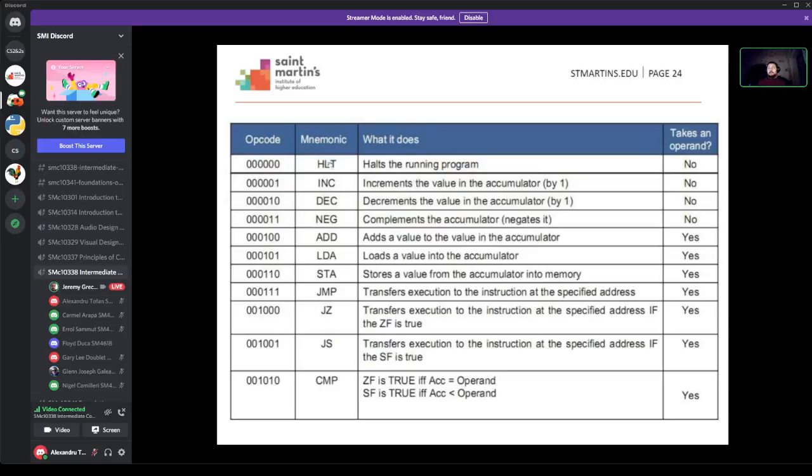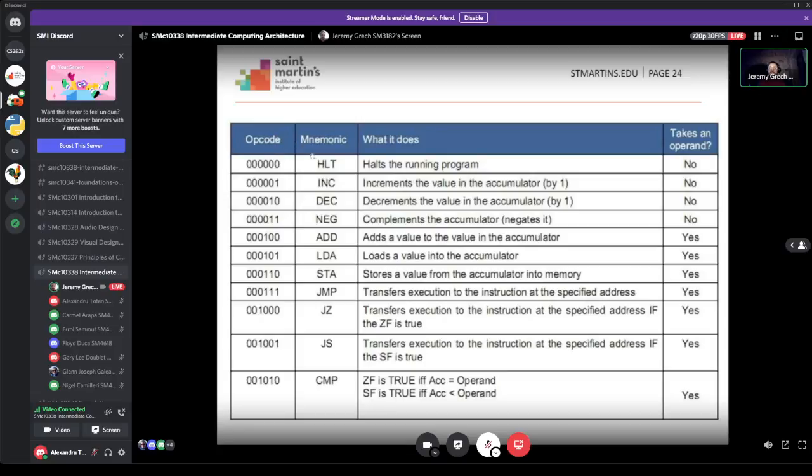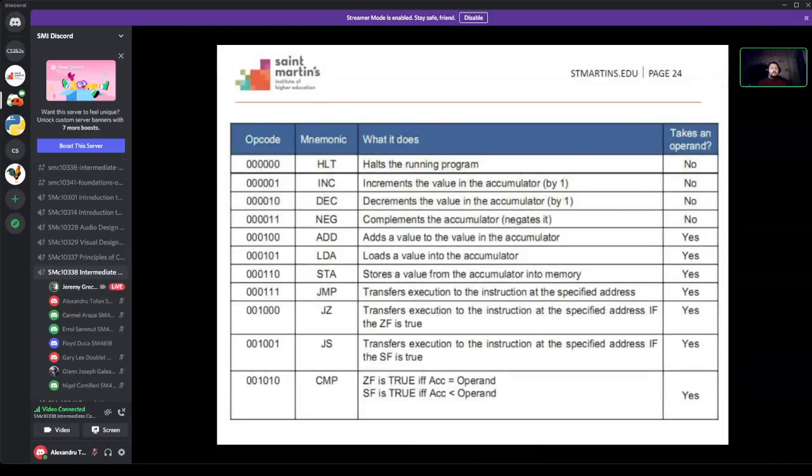So HLT means 6 zeros. Inc means 5 zeros followed by a 1. Dec means 4 zeros, 1 followed by a 0, and so on and so forth. These here are a 1:1 relationship with the operation code. Essentially, the operation codes that we have over here, that is our machine code, all right? Whereas this mnemonic is part of our assembly code. All right, this is our first programming language, essentially. All right, the most basic form of programming languages.